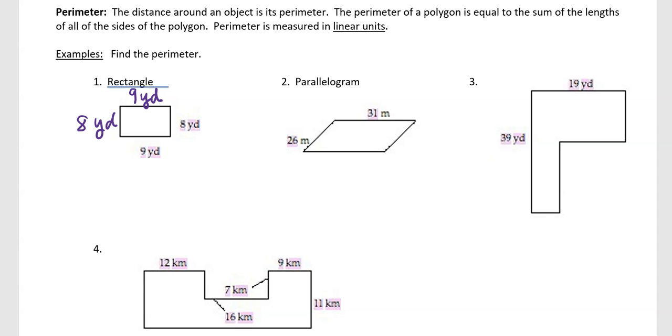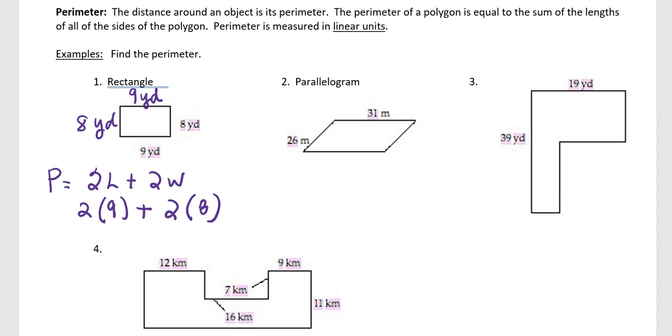So because I have a perfect rectangle, there is a formula for finding the perimeter. Of course, you could just add up those 4 sides, or you could do 2 times the length plus 2 times the width. So my length would be, and it actually doesn't matter which side you call the length and which side you call the width. I'm in the habit of calling the longer side the length. So my length would be 9 yards and my width would be 8 yards.